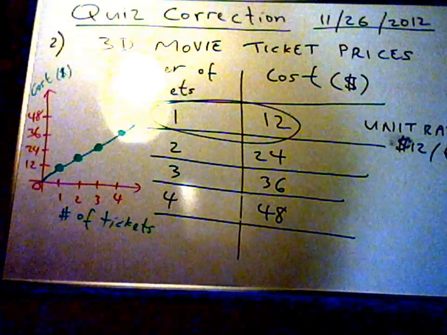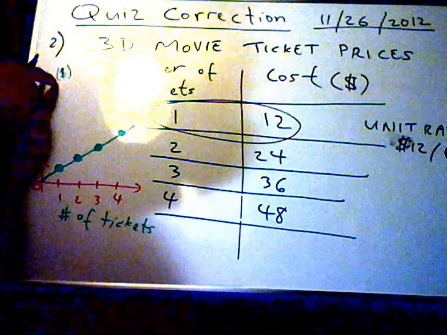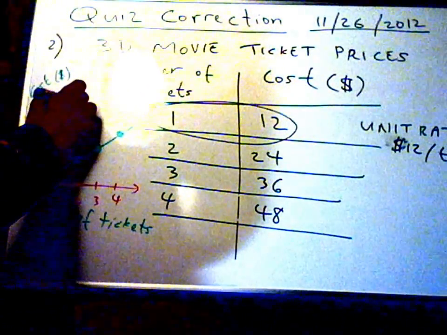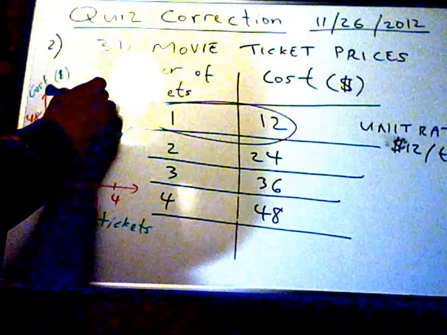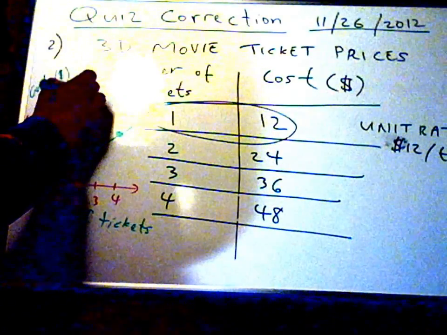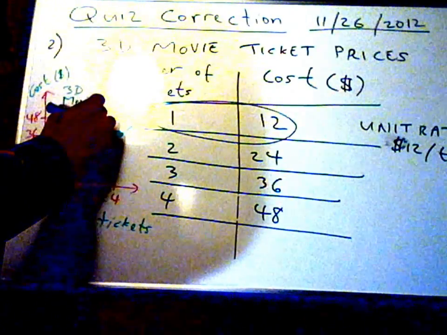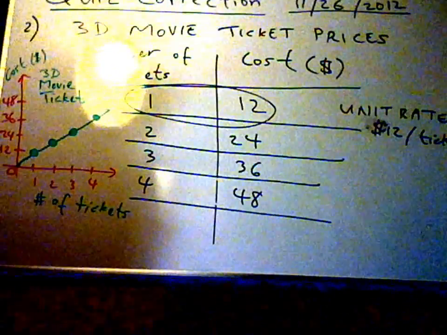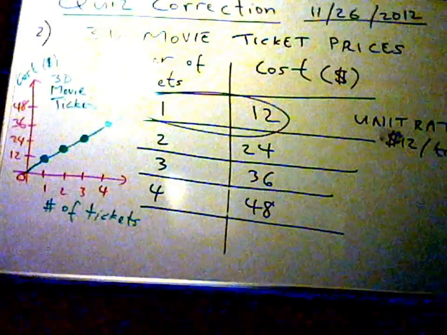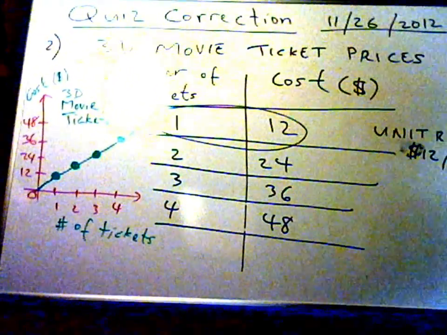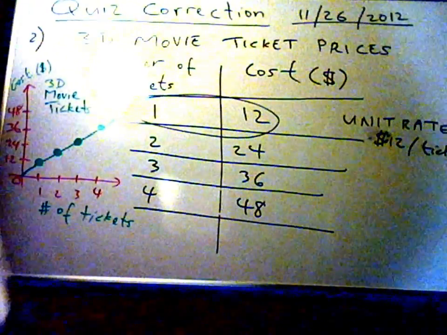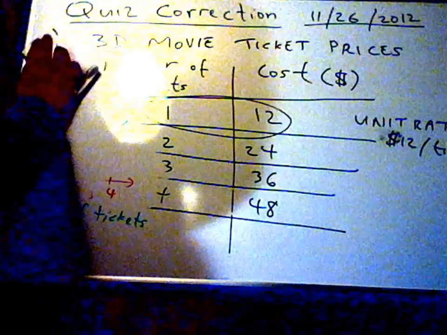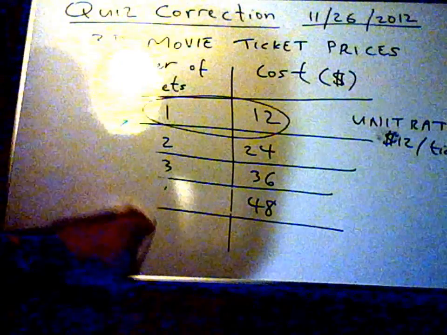So notice I have my graph. The cost is labeled. And I can label this, well, 3D movie tickets. Give your graph a name. So that's how you do a graph. Alright, so that's number 2. And I'm going to erase this now and go on to number 3.